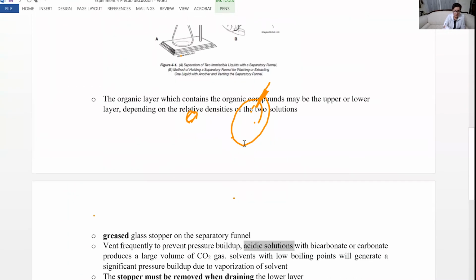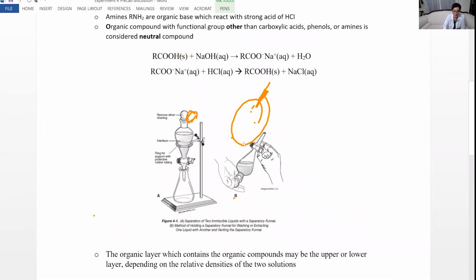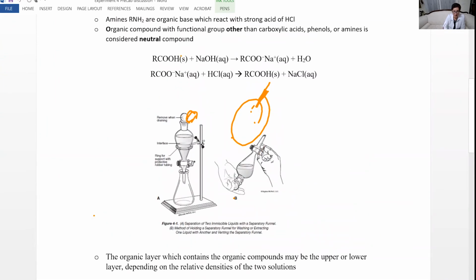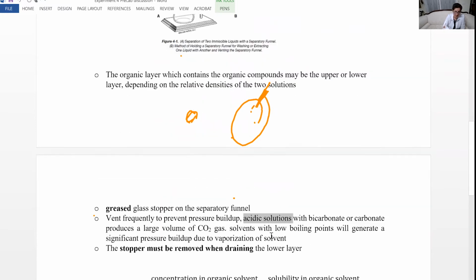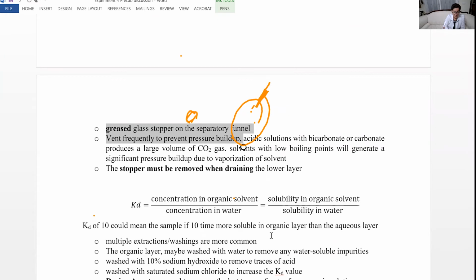And for venting, one more time, you hold it upside down, holding it tight to the stopcock and to the glass stopper, and turn it open to the vertical position, and let the pressure be released. And you have to do that when the separatory funnel is sitting on the iron ring.